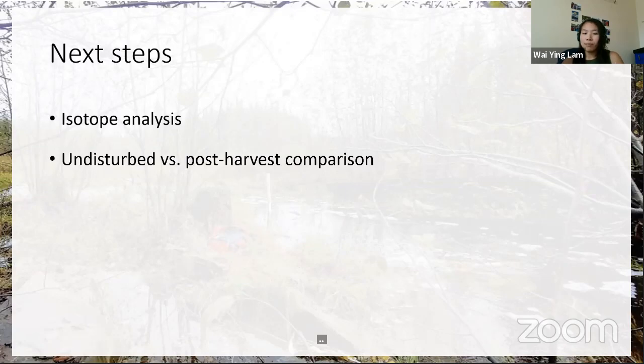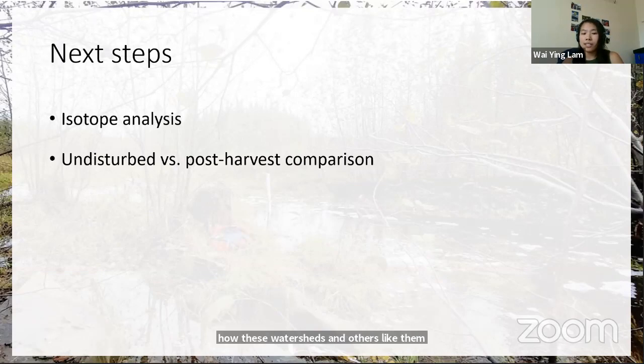And having a baseline measure in undisturbed conditions and identifying drivers of mercury export will allow us to assess how these watersheds and others like them are impacted by forest harvesting and other disturbances such as forest fires or invasive insects.